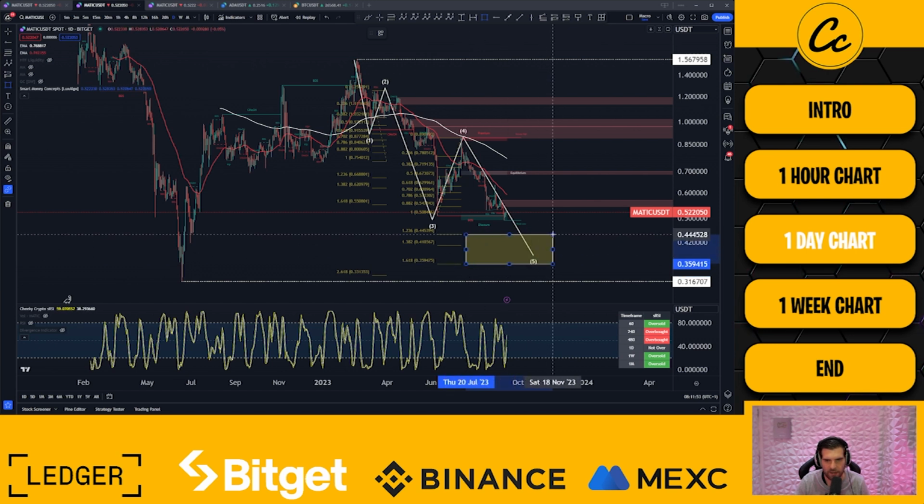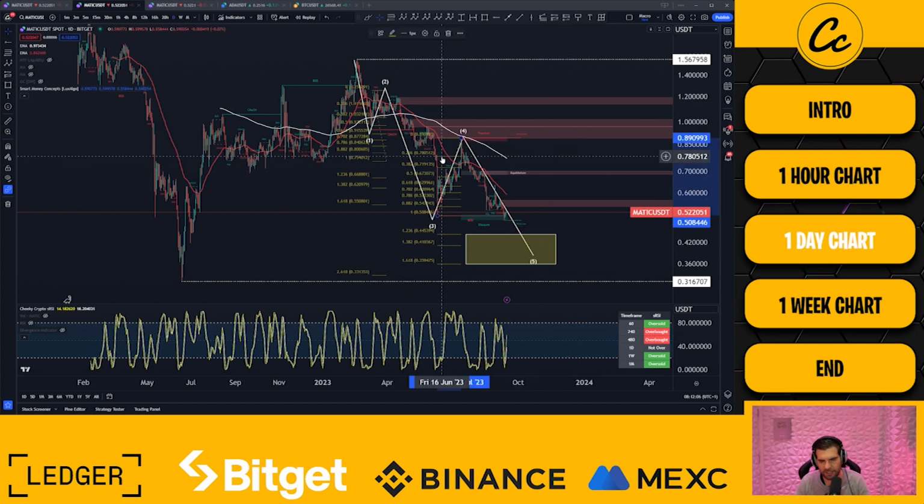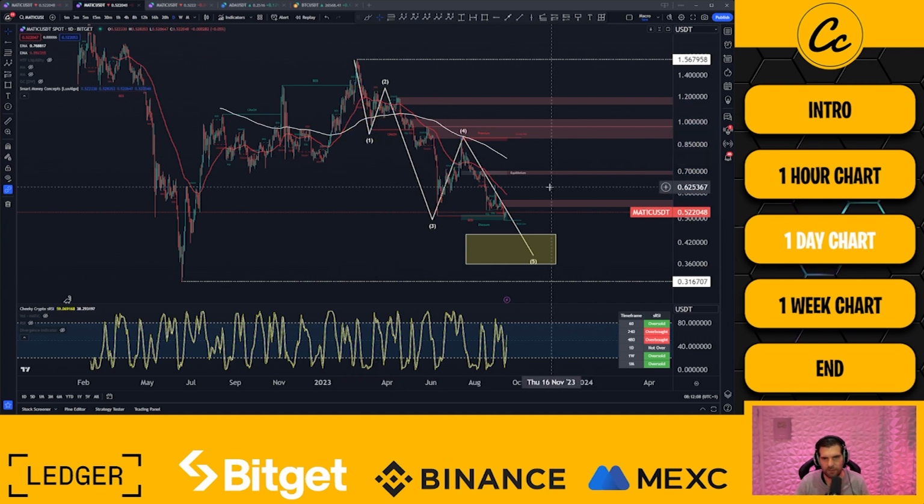And so we can say our expectations are to move MATIC down towards 35.94 to 44.5 cents. Coming into this range, we'll complete this structure and we can bounce from here. So on the daily time frame, it's looking pretty reasonable for that.